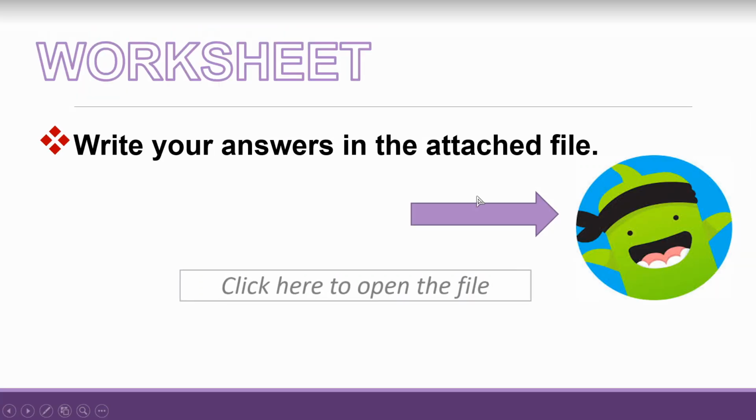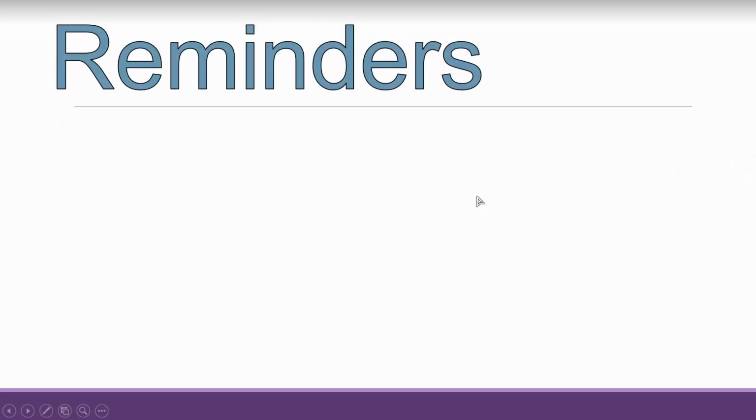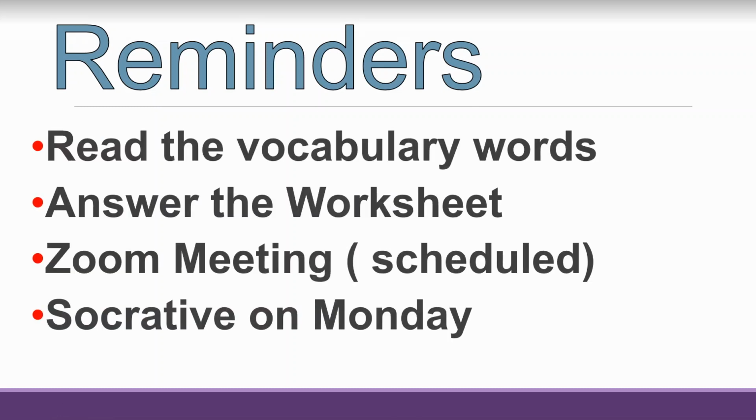Now let's go to the reminders for today's activity. First, I want you to again read the vocabulary words, study them carefully in your book or in this video, and answer the worksheet. Before 11 a.m. today, I want you to start doing your worksheet, and the Zoom meeting for today is at 11 a.m. I'll be again doing some scheduled meeting for you. I will be sending you some messages in the Class Dojo story or messages for your parents. And do not forget the Socrative task of this vocabulary lesson tomorrow, Monday.